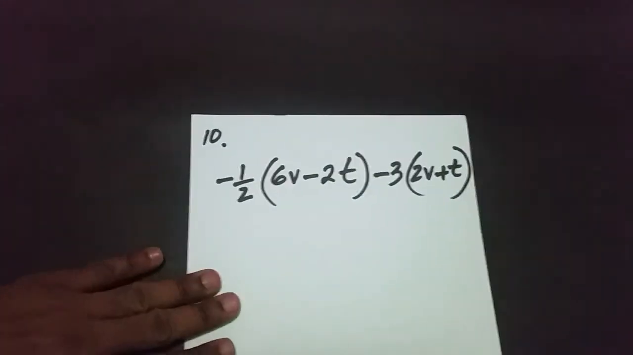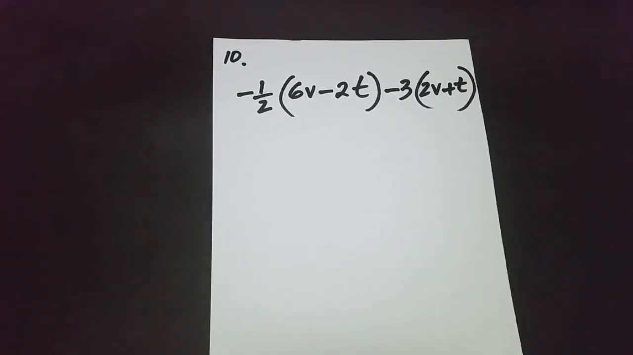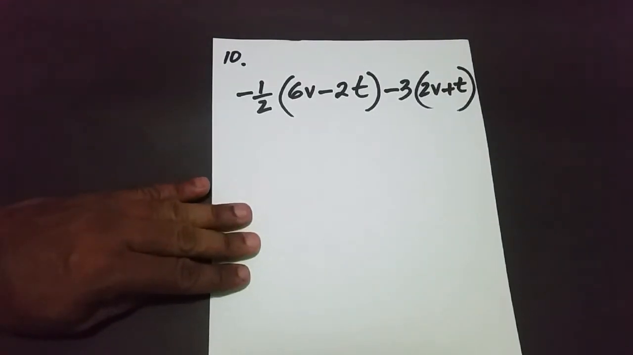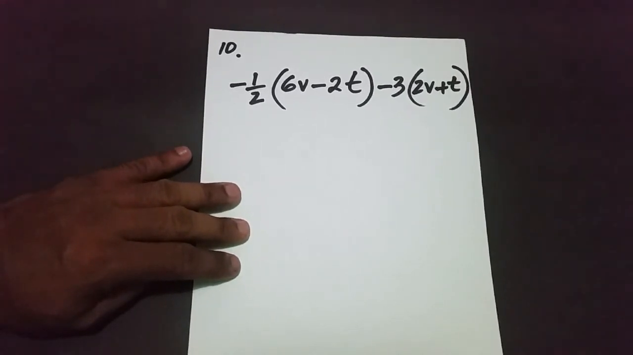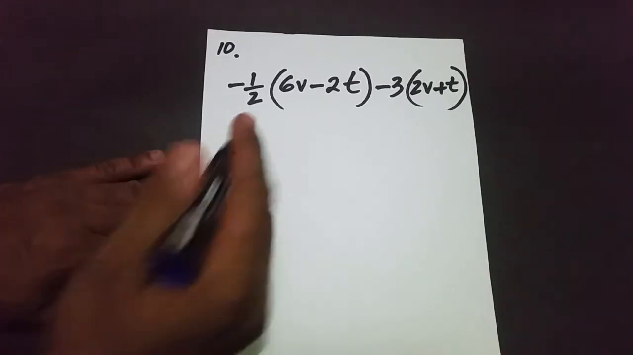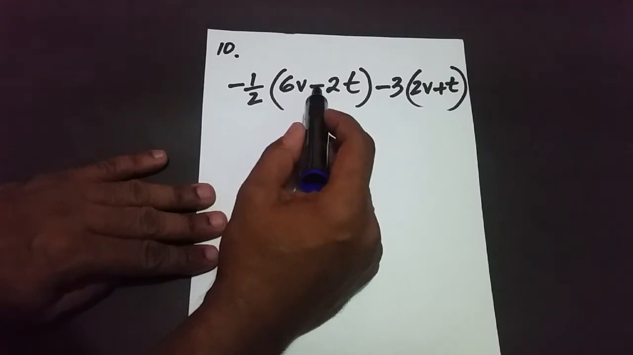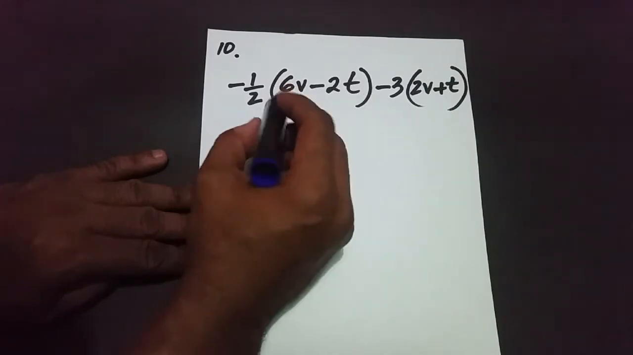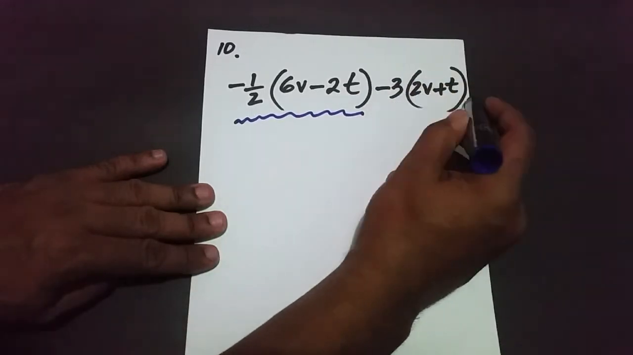All right, let's take a look at another question. Let's take a look at this question here. Very interesting. So we have fractions, and I know you guys have a tendency to be afraid of fractions, which I don't understand why really. But a fraction is just another number. All right, but let's take a look at this. We have negative half here, we have 6v, we have negative 2t. So let's focus a little bit on this guy first before we proceed to that guy.